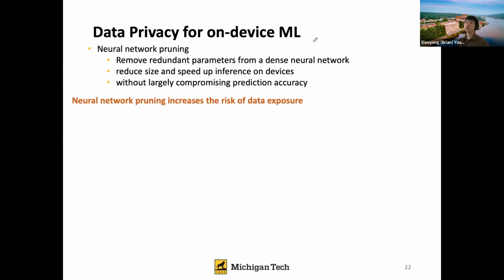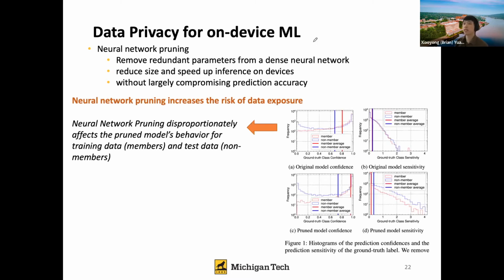But our recent research found that neural network pruning increases the risk of data exposure. We found that neural network pruning disproportionately affects the pruned model's behavior for the training data and the test data, or in our case, the members and the non-members. For example, if we take a look at this graph, the red line indicates the average prediction on the training data, and the blue line indicates the average prediction on the test data. We find that the gap between these two is a little bit small.